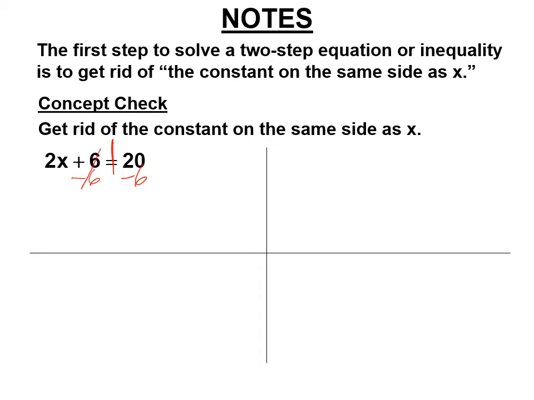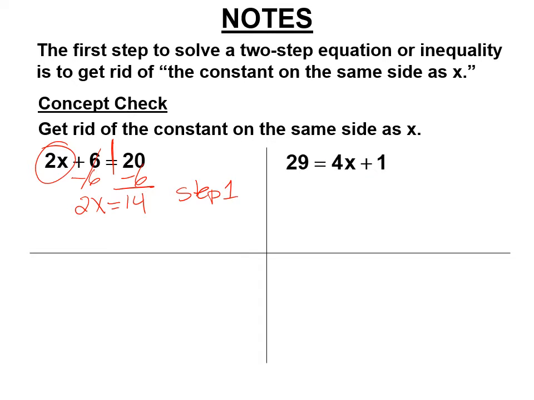Now, you do not have x by itself at this point, right? We're not there. What we have there is 2x. 2x plus 6 minus 6 is 2x, right? We haven't gotten rid of that 2. 20 minus 6, right, is 14. I'm going to stop there because it doesn't say solve it. It says get rid of the constant on the same side as x. So that's considered step 1 of a two-step.